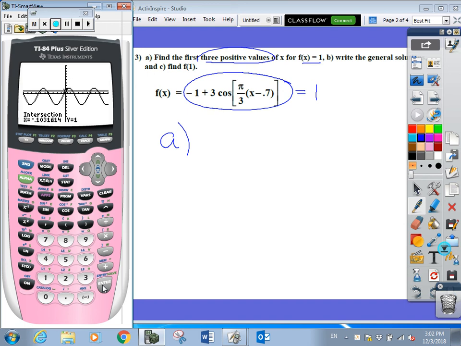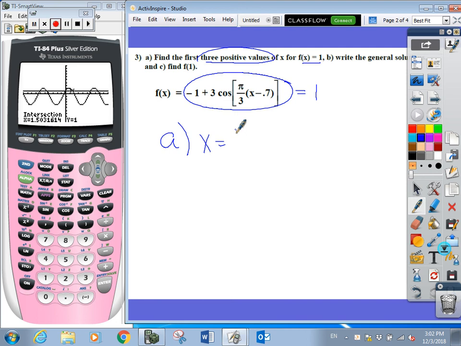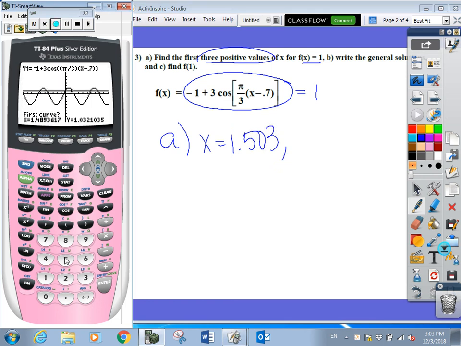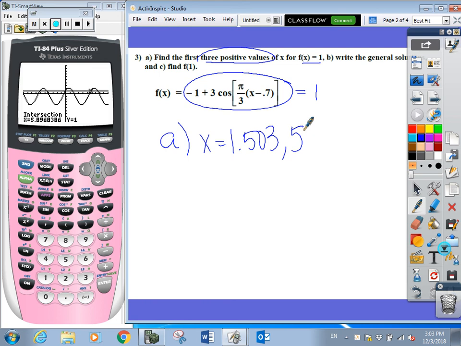So we go on to the next one. Second trace 5. Be sure to move it over. Enter, enter, enter. There's your first positive. X equals 1.503. Do that again. Second trace 5. Again, I want to travel on that straight line because I'll get there faster than a curved line. The up and the down arrow will go from one graph to the other. Enter, enter, enter. Oops, too many times. It goes away. Just do it again. 5.897.